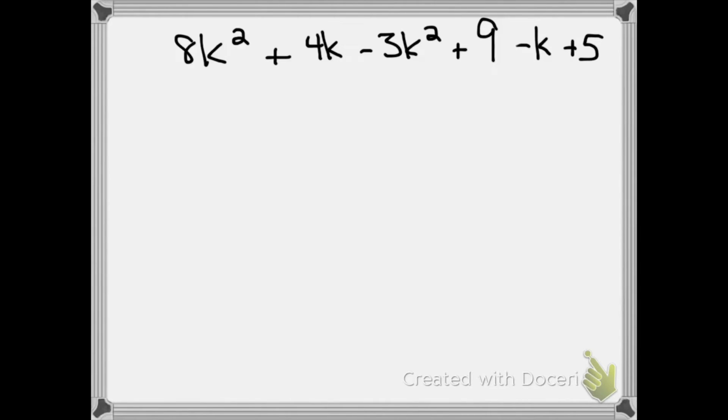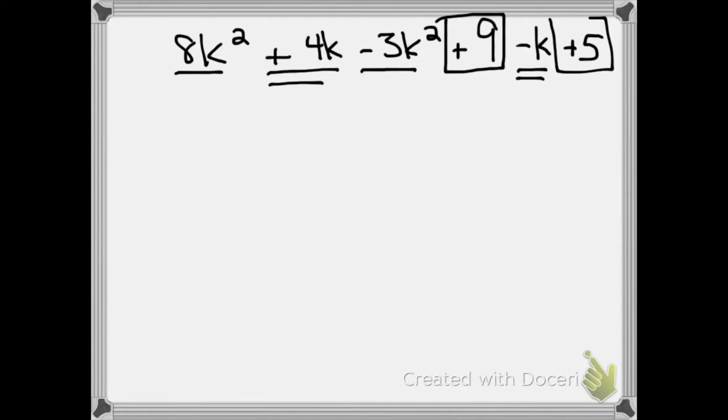And then we can go back and highlight our like terms. All right, so I always tell kids you can use circles, underlines, double underlines, color coordinate, however you want to do it. So we have 8k squared, right? We have a minus 3k squared, right? That's the only thing that has a k squared with it. Then we have plus 4k minus k, and now we have this plus 9 and plus 5. All right, so now we're going to go ahead and simplify these by combining them. And you also want to have the term that has the most going on at the front. So in this case, it would be the k squareds, and then go in descending order.